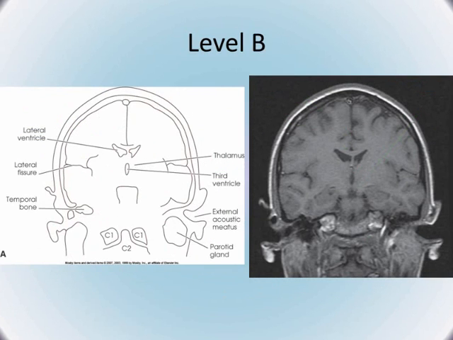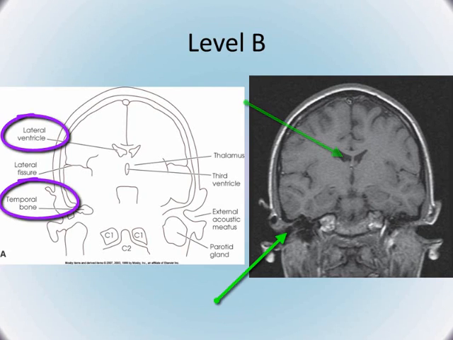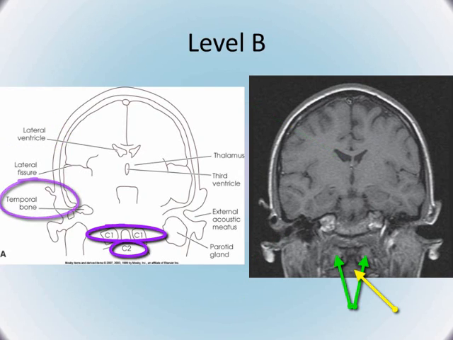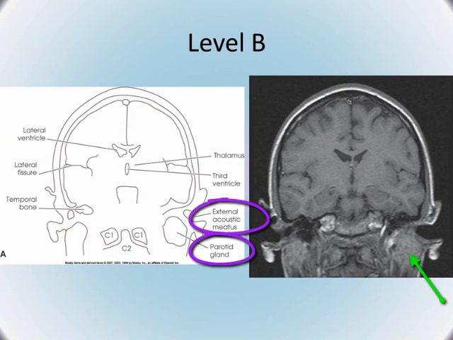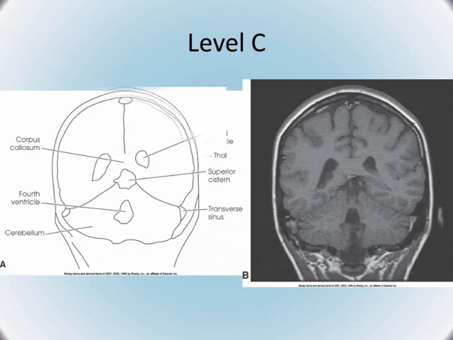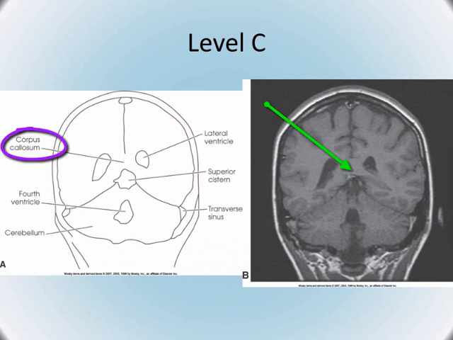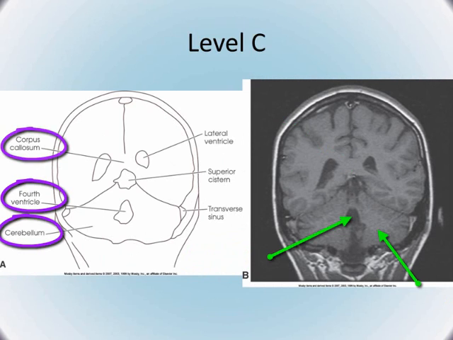At level B, we're looking at the lateral ventricles, the temporal bone, C1 and C2, the third ventricle, the external acoustic meatus, or EAM, and the parotid gland. In level C, we're looking at the most posterior slice. We've got the corpus callosum, the fourth ventricle, the cerebellum, and the lateral ventricles.